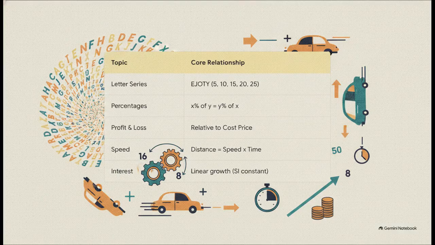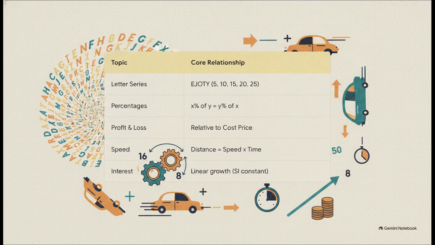So, let's pull everything together in this master summary matrix, basically your ultimate cheat sheet. We've got the EJOT method for letter series. We've covered relative motion, where opposite directions add speeds and same directions subtract. Notice also that simple interest is just linear growth. It stays constant every single year. But I want you to look at that percentage trick in the second row. X% of Y equals Y% of X. This is an absolute game changer.